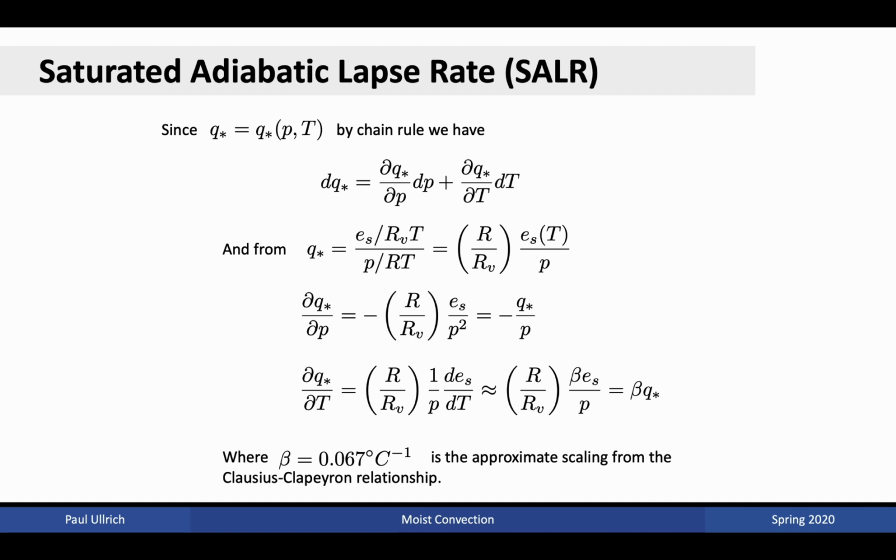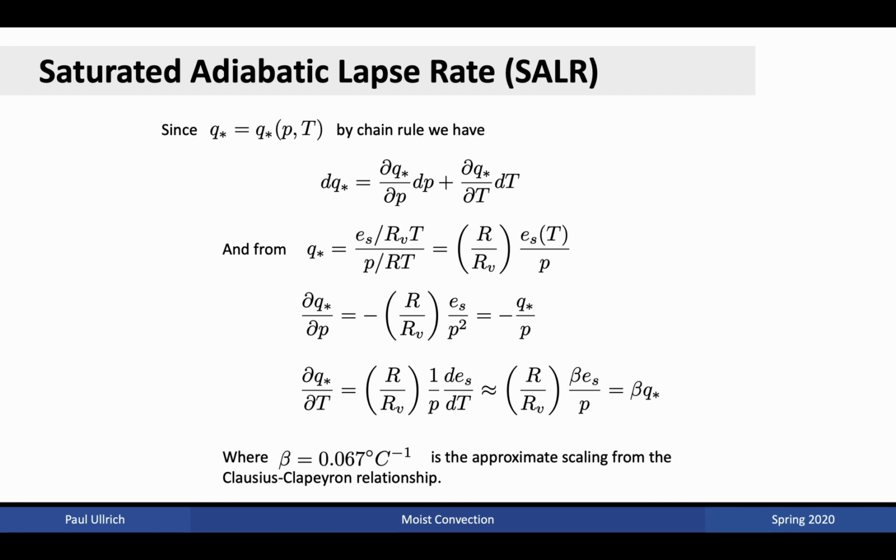Now we can use the definition of q* and plug that into this relationship. Specifically, we have q* equals R over Rv times es, which is the saturation vapor pressure as a function of temperature, divided by p. Alright, the partial derivative of this with respect to pressure only impacts the pressure that appears in the denominator on the right-hand side here, because we know the saturation vapor pressure is purely a function of temperature. So, taking that derivative, we have ∂q*/∂p equals negative q* over p.